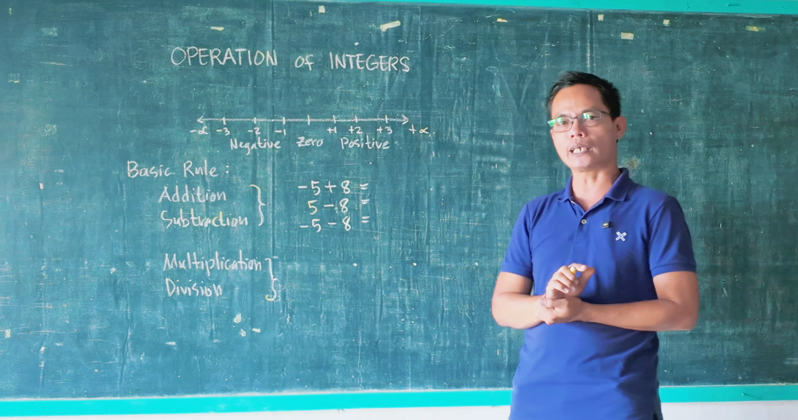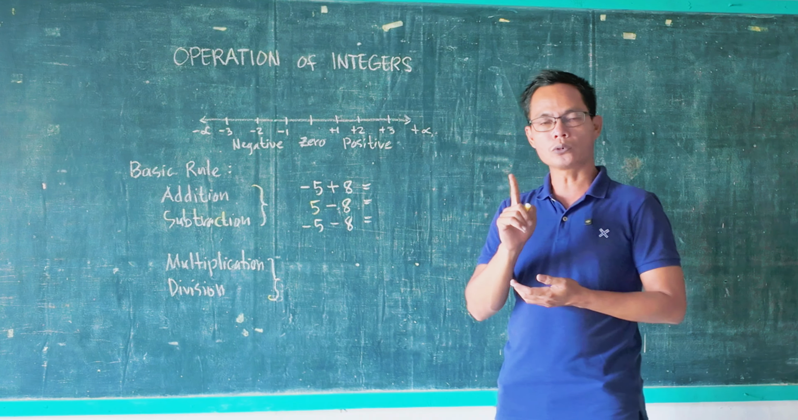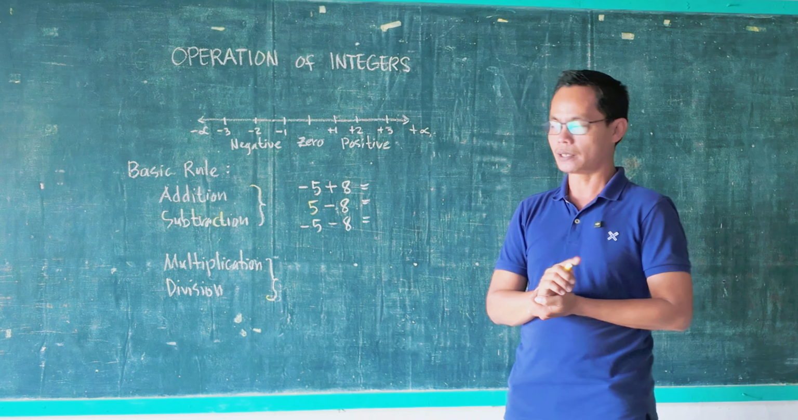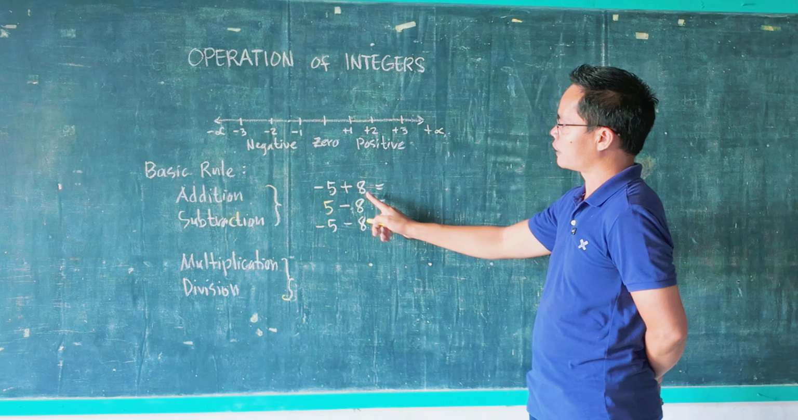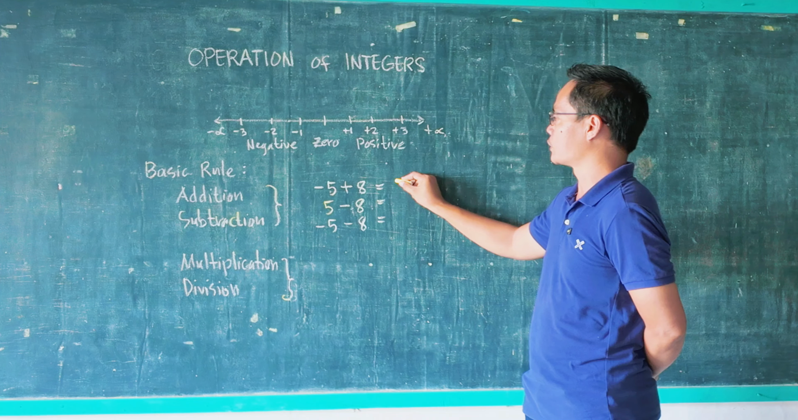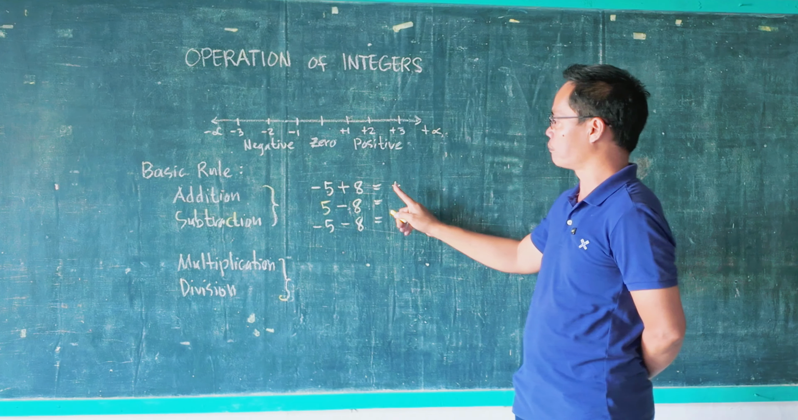Here is the rule in adding or subtracting an integer. First, focus on the sign of the bigger number. So let's take a look on this example, negative 5 plus 8. Obviously, the bigger number here is 8. So therefore, your answer must be in a positive sign. So in mathematics, you don't need to write positive.